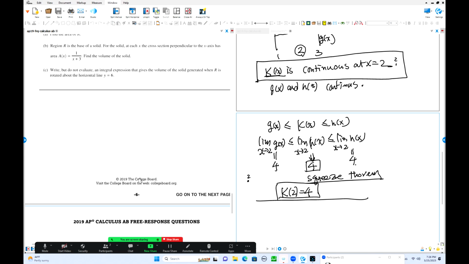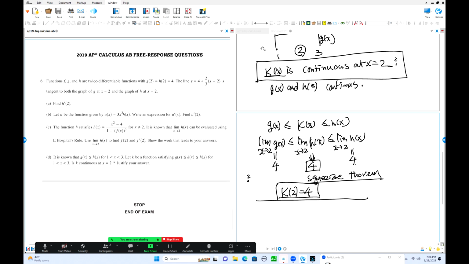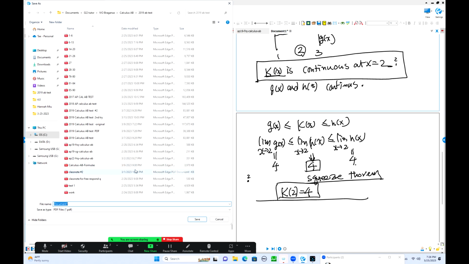That's it. That is 2019. We're going to have a little more about the section without using a calculator. I'm going to put this one out. Let me see. This one works. 2019, number 6.